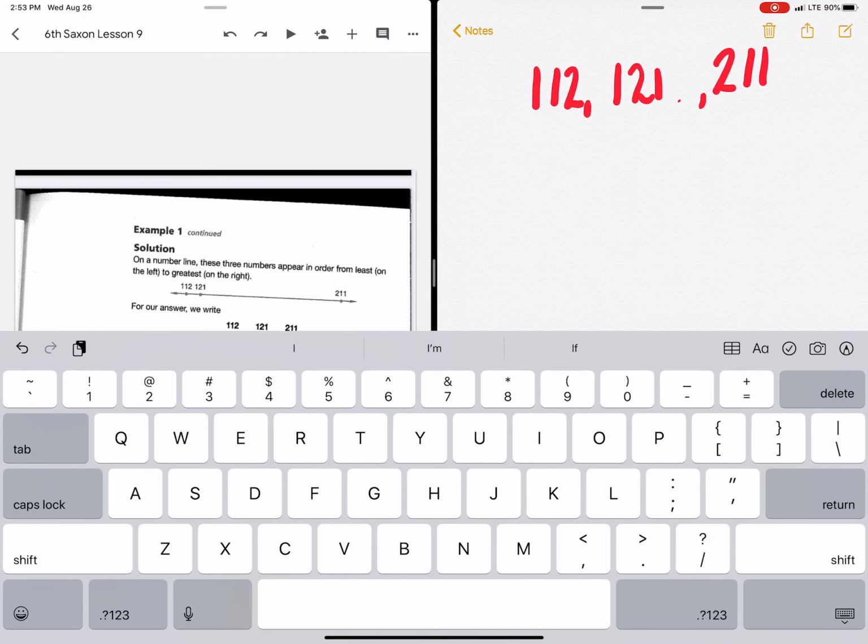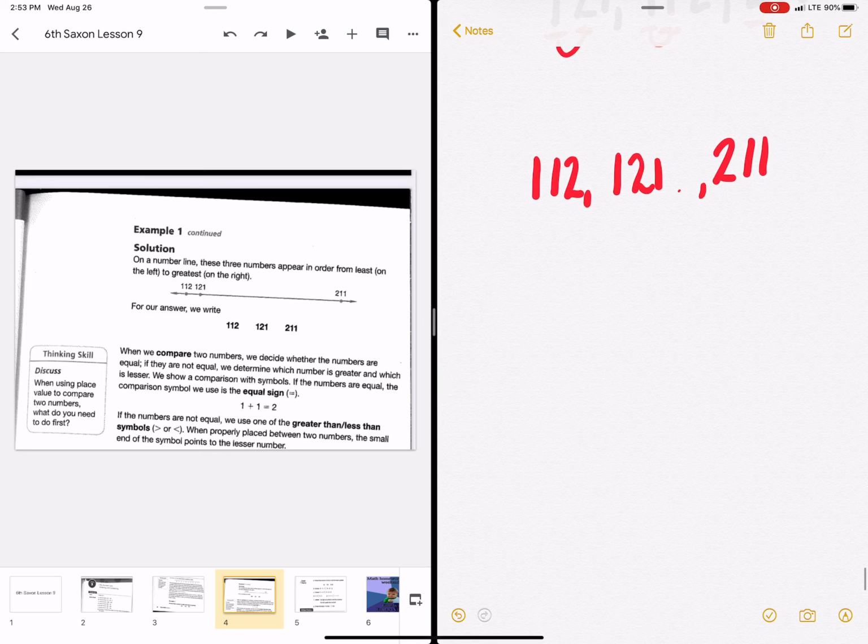On a number line, these 3 numbers appear in order from least to greatest, so they gave us the answer. We can check our work. Yes, I was able to do that correctly today.